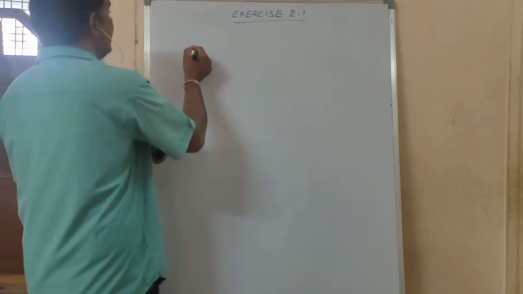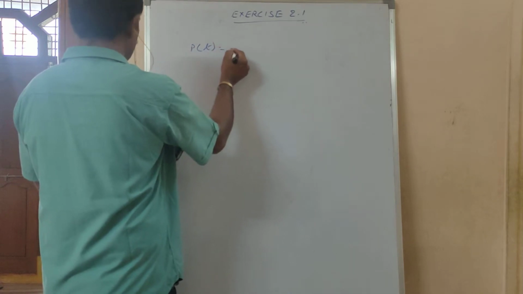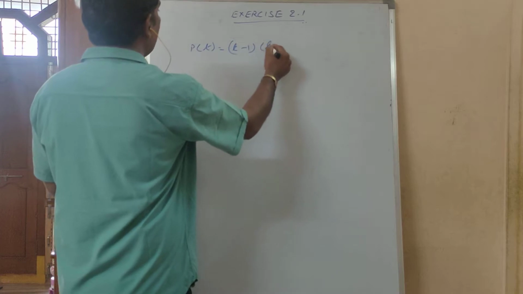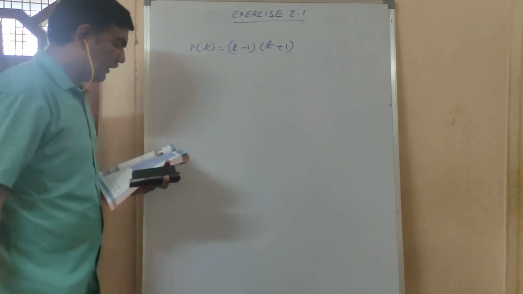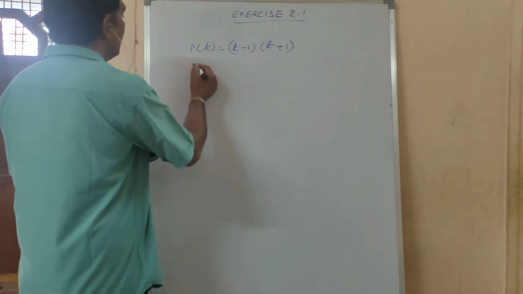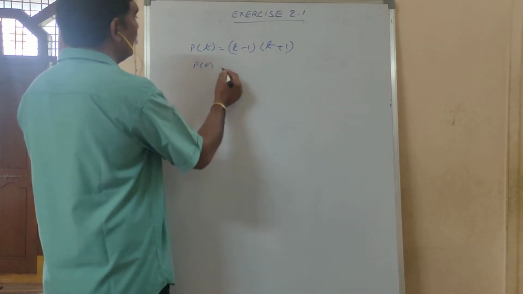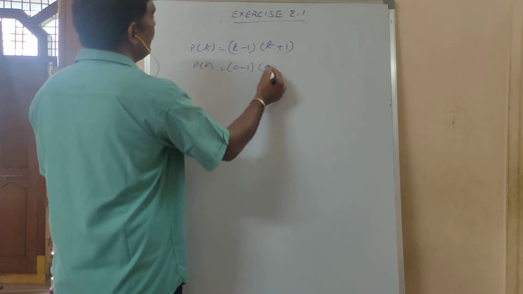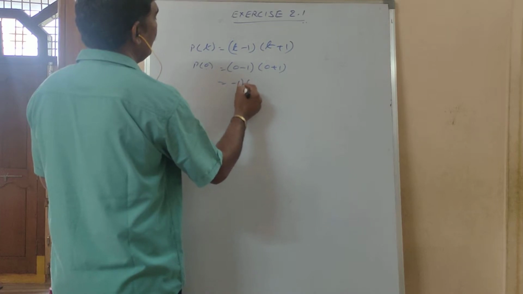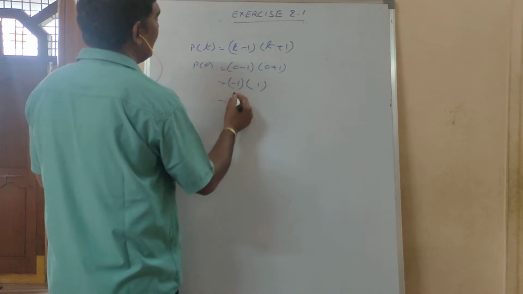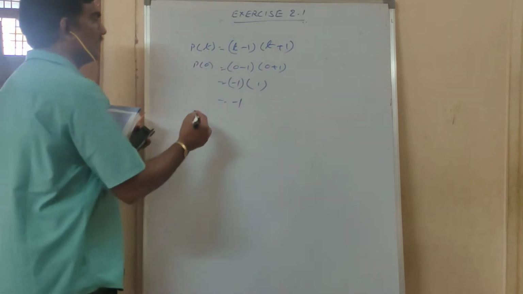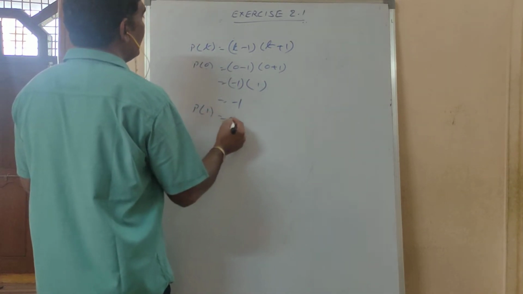Okay, P of t is equal to t minus 1 into t plus 1. What you have to do? You should find P of 0. 0 minus 1 into 0 plus 1. 0 minus 1 is minus 1 into 0 plus 1 is 1. Minus 1 into 1 is minus 1. What is the value of P of 0? Minus 1.